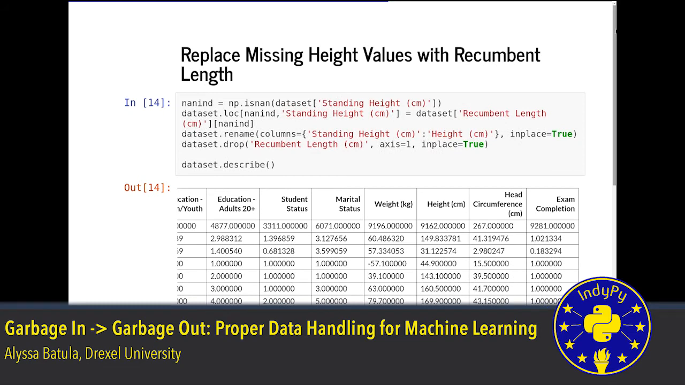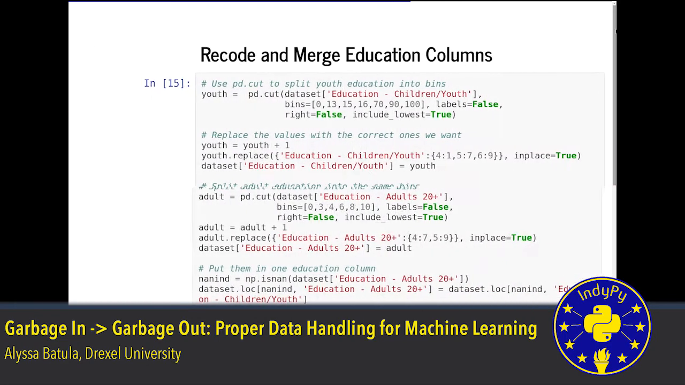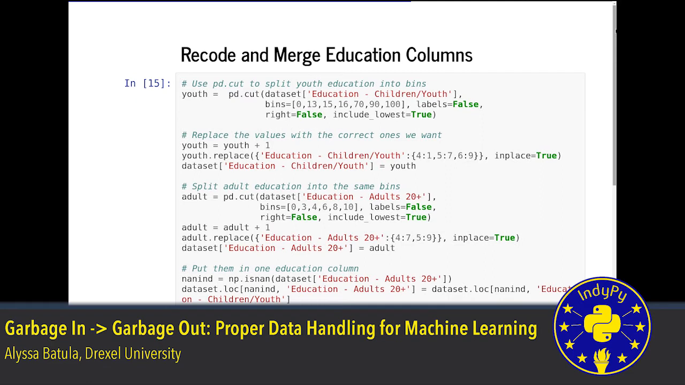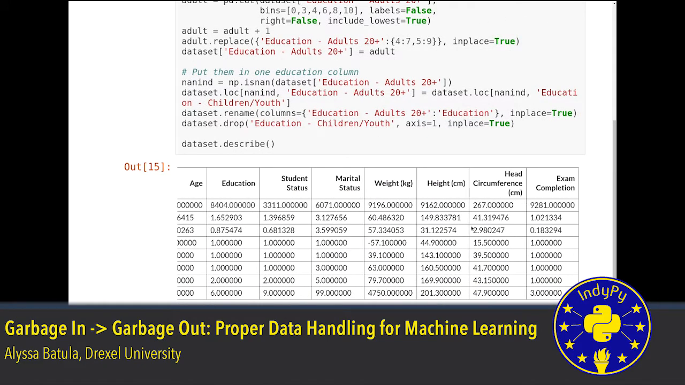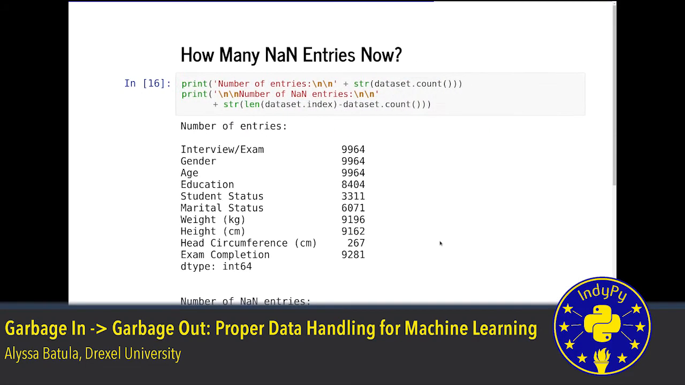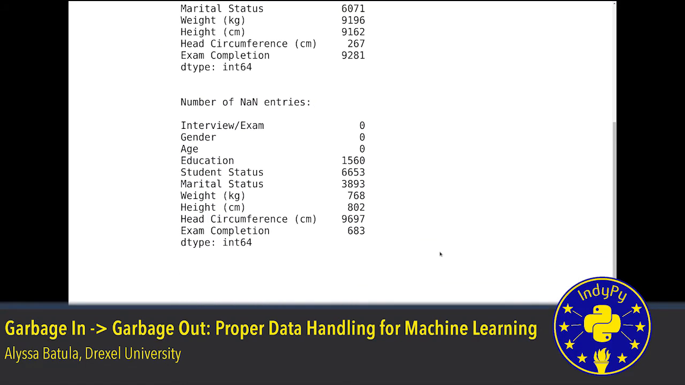Replace all the missing values for height with the recumbent length. And then we can look at the code book for education and see how children's education is coded, how adults are coded, recode them both to match, and combine them together. So now we have one education column and one column for height. And when we look at the number of missing entries, education only has under 2,000 entries missing now. So we've recovered a lot of information this way by combining our columns.